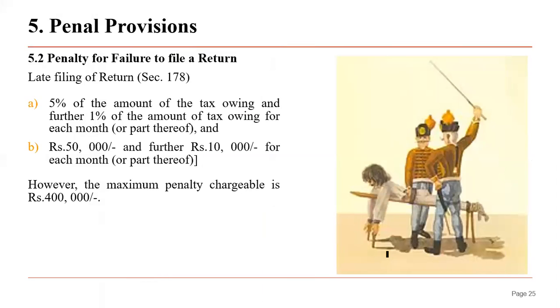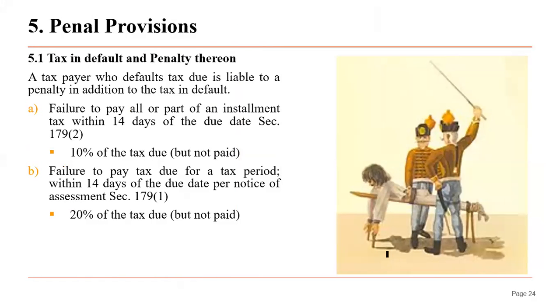Right, here is the last part of the session, the penalty. Penalty is basically for tax default and penalty thereon. You need to clearly identify the penalty in case of failure to pay, failure to pay all or part of the installment. Here the critical wording is installment. If not paid within 14 days of the due date, then 10% is the penalty.